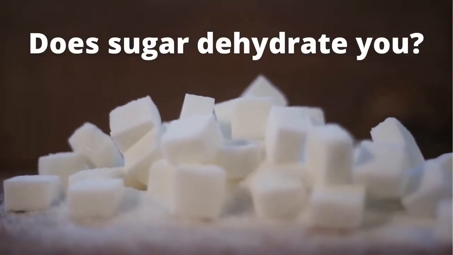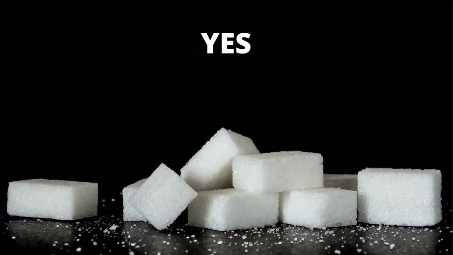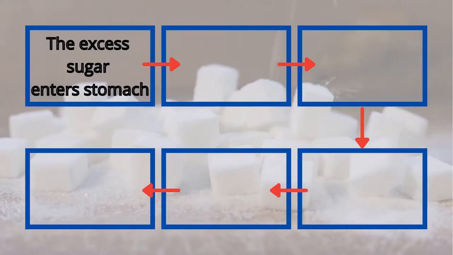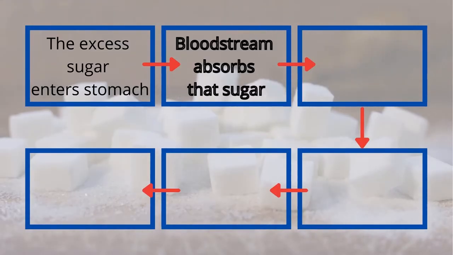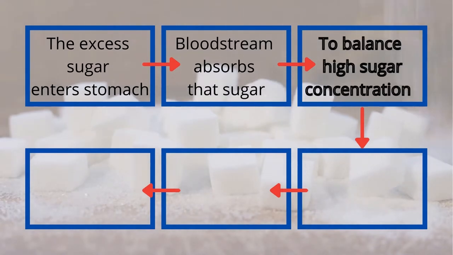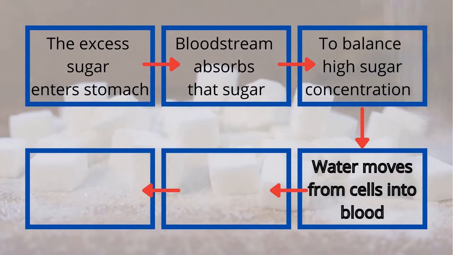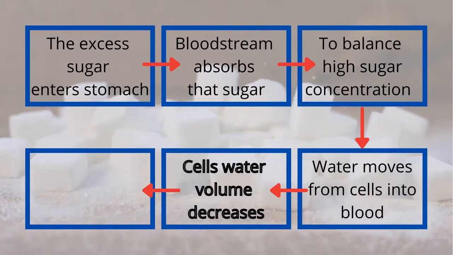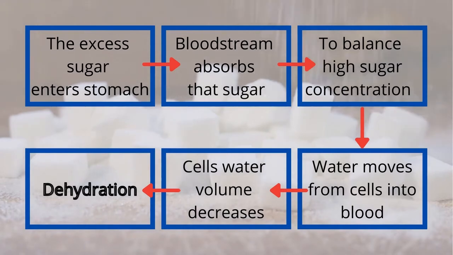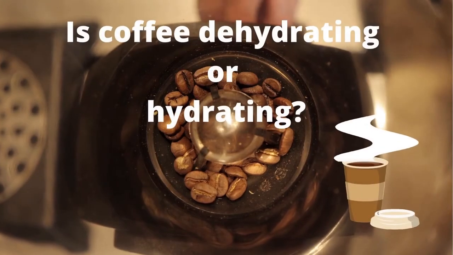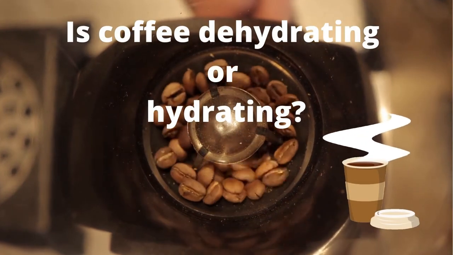Does sugar dehydrate you? The answer is yes. Sugar can dehydrate you. Do you know how? The excess sugar enters the stomach, and the bloodstream absorbs that sugar. Next, to balance the high sugar concentration in the bloodstream, water from the cells flows into the blood. This leads to decreases in the water volume in the cells. Finally, it leads to dehydration.